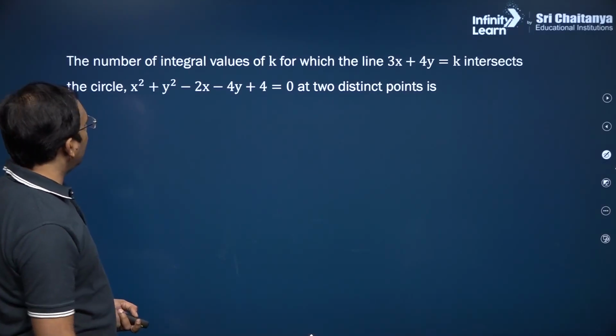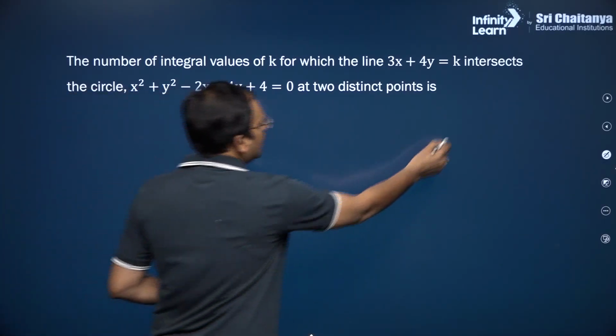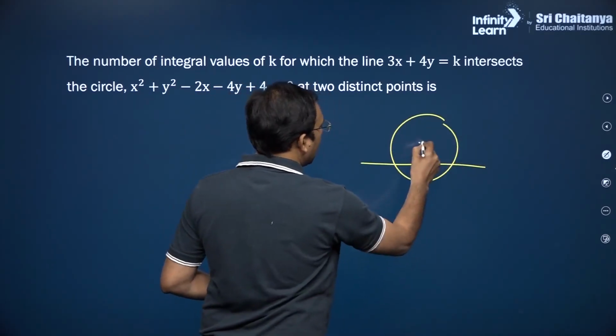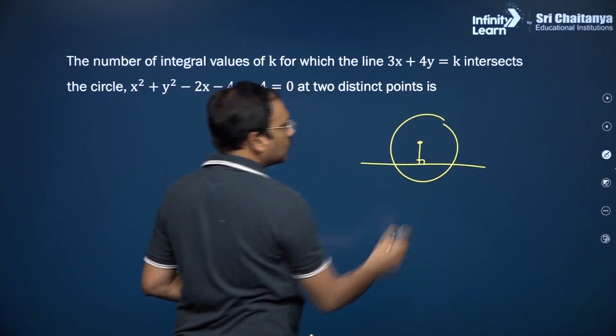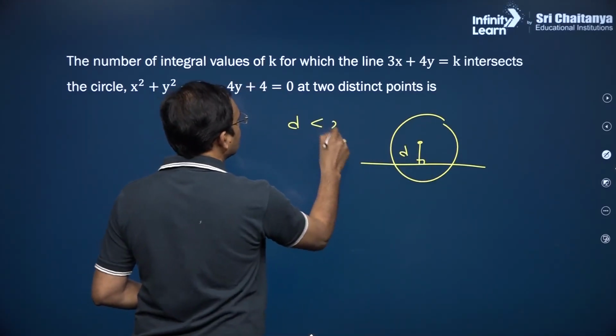Next you see the number of integral values of k for which this line intersects a circle. A line intersects a circle in the sense that the perpendicular distance d from the center onto the line must be less than the radius.